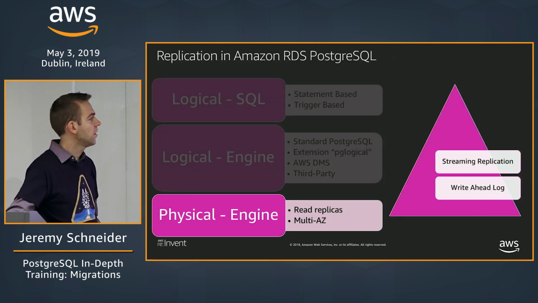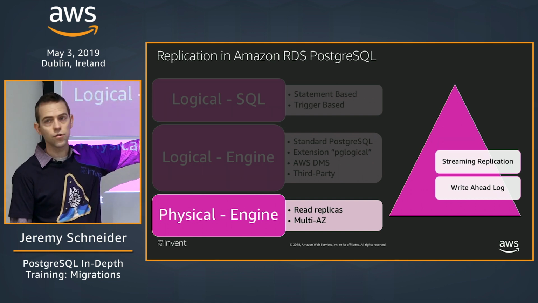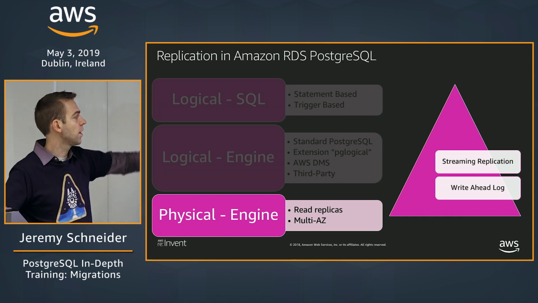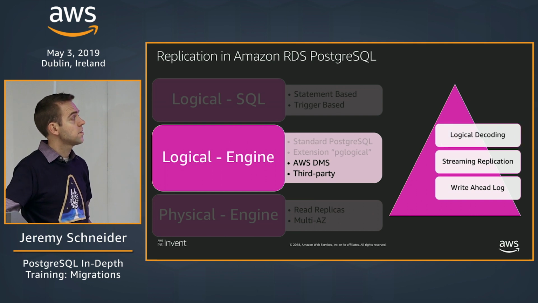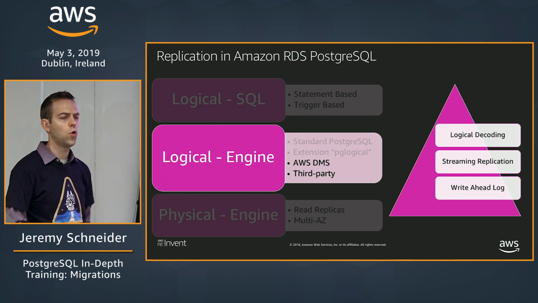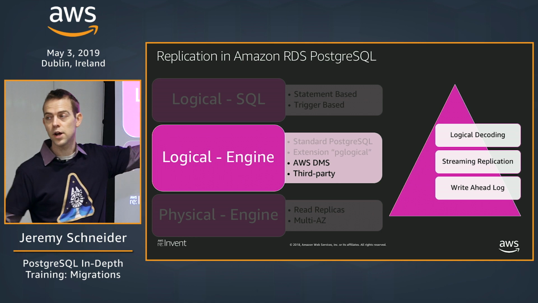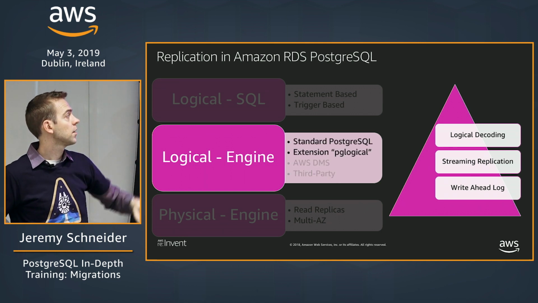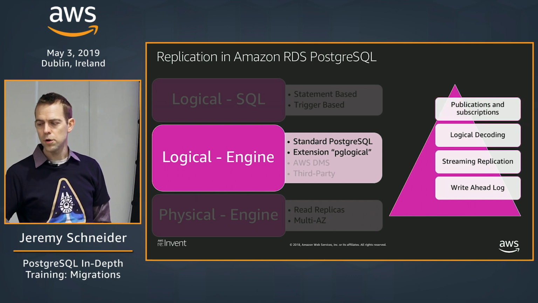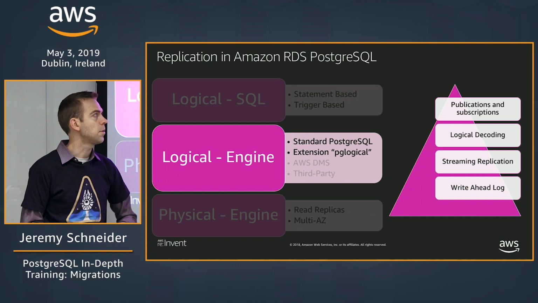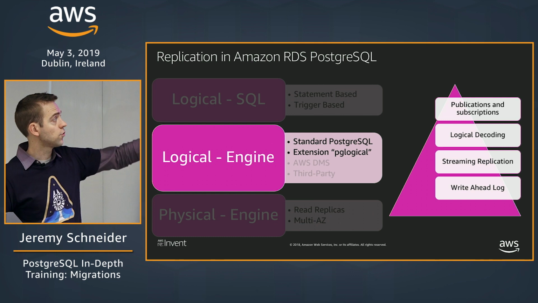So, reviewing and rehashing, we talked about physical replication. Read replicas are basically built on the write-ahead log, streaming replication, and then slots. DMS, as well as a whole bunch of third-party replication solutions, are all based on logical decoding, which we got in version 9.4. And what we think of and call logical replication in Postgres is built on the publication and subscription syntax, which is the top layer of everything that I've shown here.